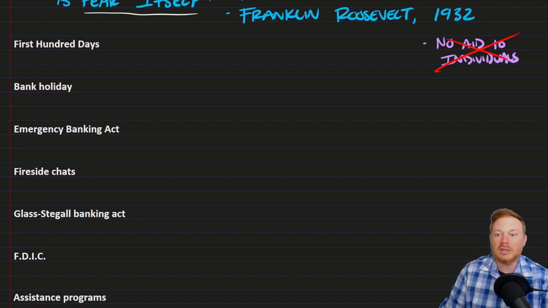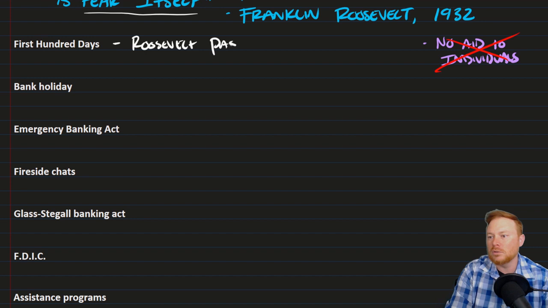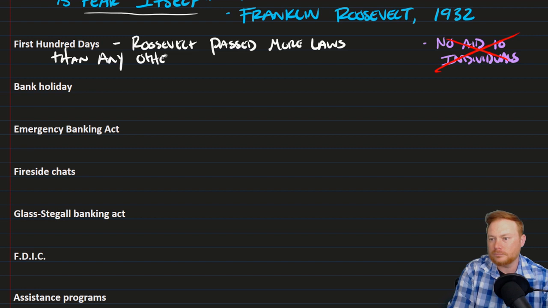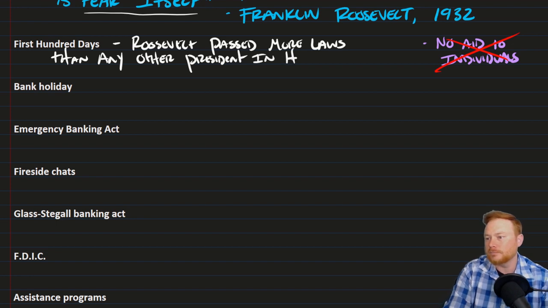Roosevelt got to work immediately, and in the first 100 days of Roosevelt's presidency, Roosevelt passed more laws than any other president in his first 100 days in office.